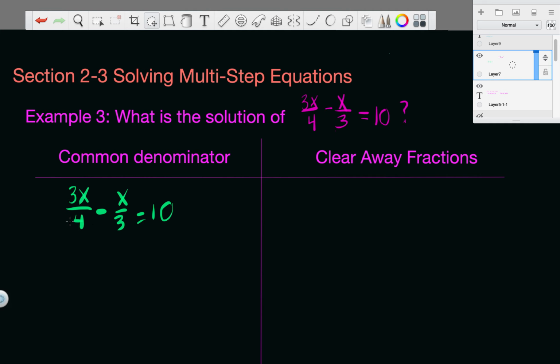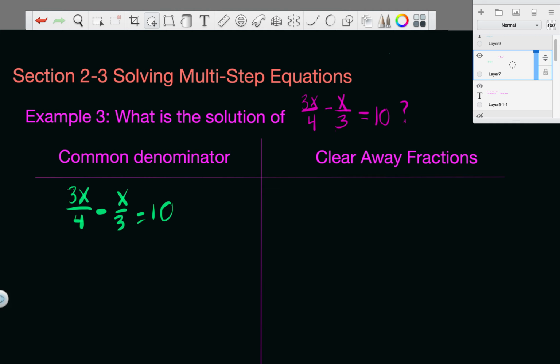So the first thing I do is look at my largest number. 3 cannot go into 4. So I'm going to get another multiple of 4, which is 8. 3 cannot go into 8, so I'm going to get another multiple of 4, 12. 3 does in fact go into 12, so 12 is my common denominator. So I want both of my denominators to be 12.